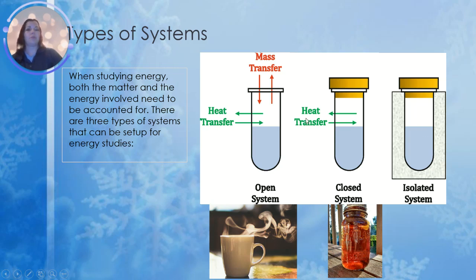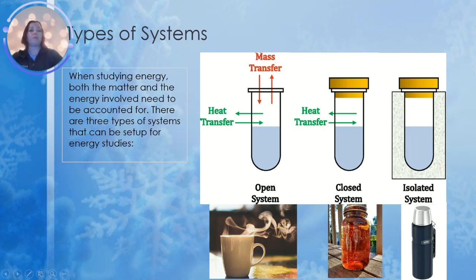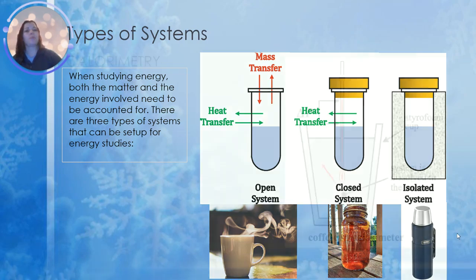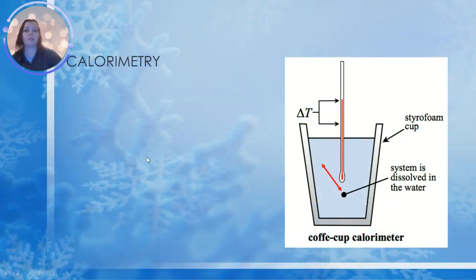In an isolated system, you do not have heat transfer with the surroundings, nor do you have mass transfer with the surroundings. And so that would look like something like a sealed thermos. Now, is this a completely isolated system? No, eventually that coffee will get cold. But if you've ever used a thermos that's really good, it actually can stay hot for quite a while. So that's our assumption that that's an isolated system.